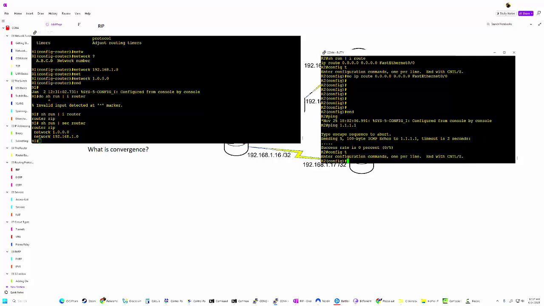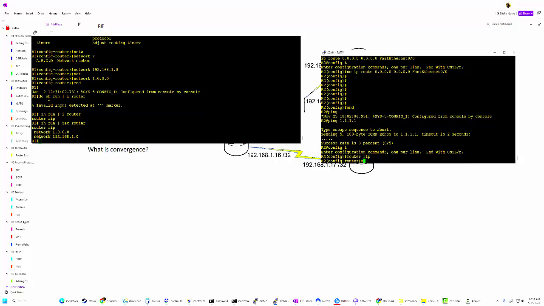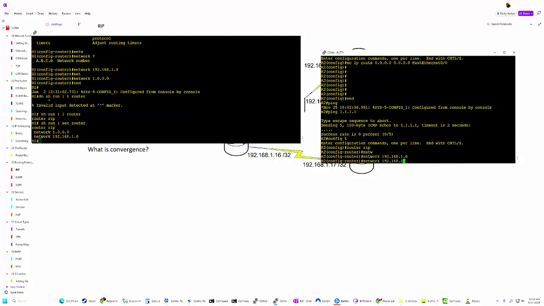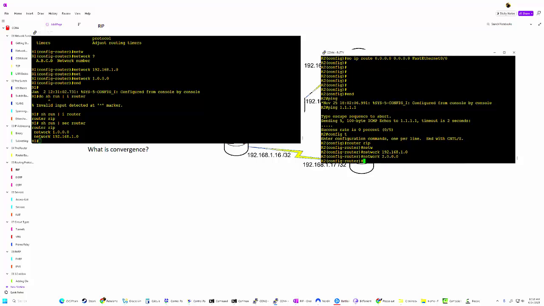So, now RIP has different versions, and we're not going to go into that. Okay? I'm just going to show you what a routing protocol does. Alright, network 192.168.1.0 and network 2.0.0.0. Okay? Now, they're both enabled. So now, okay, these two routers can communicate via RIP.